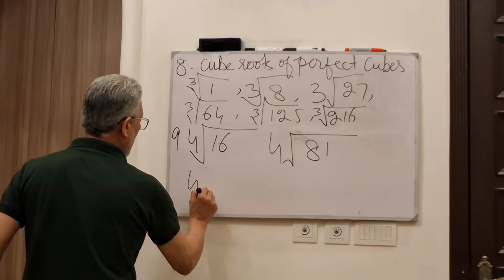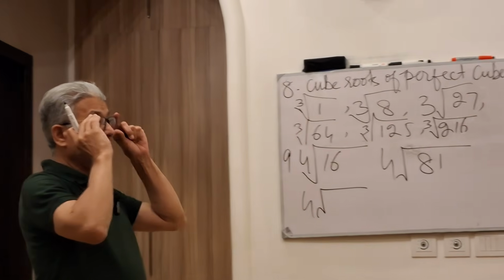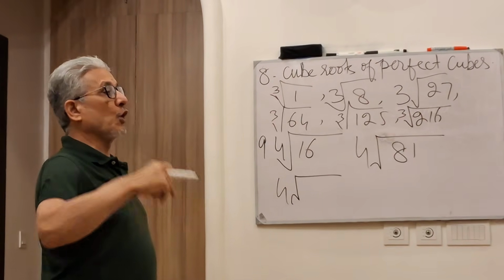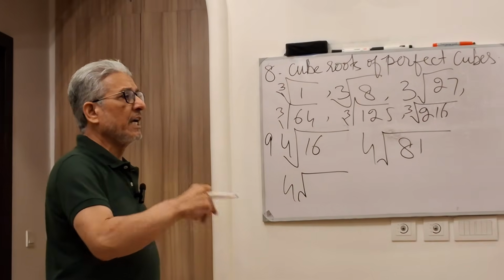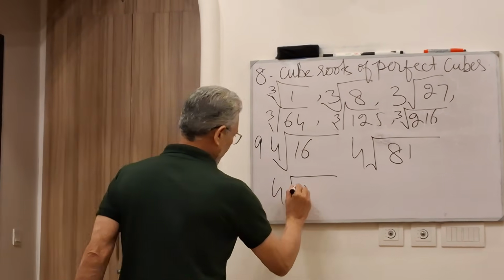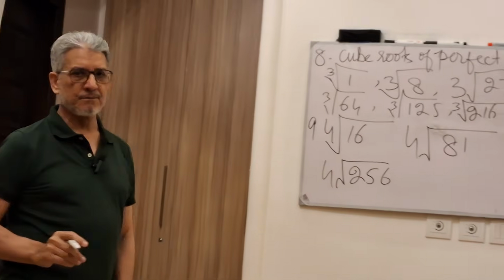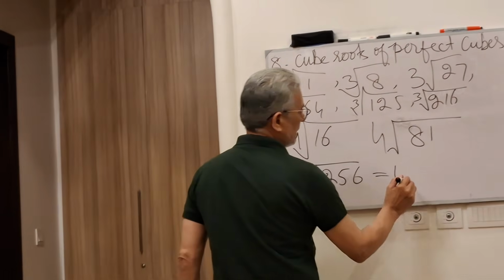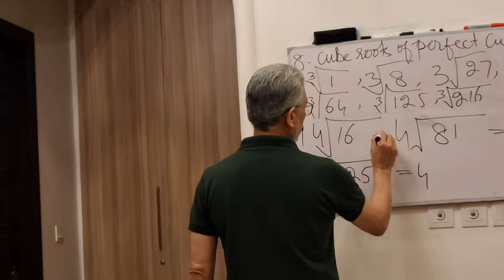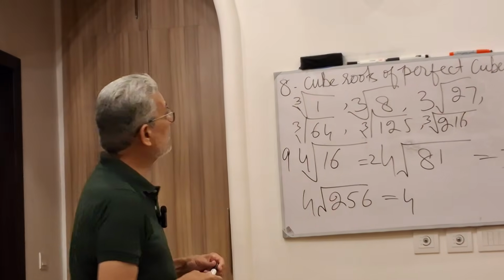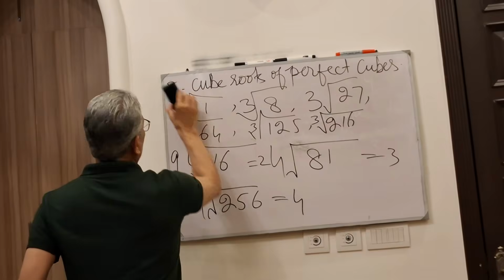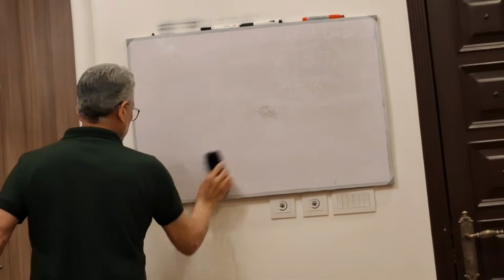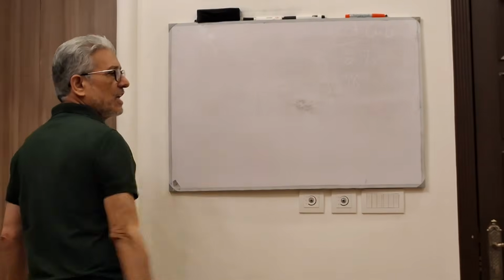Then fourth root of 256: 4 into 4 into 4 into 4. 4 into 4 is 16, into 4 is 64, and into 4 is 256. So the fourth root of 256 is also a rational number, because the answer is 4. Here the answer is 3, here the answer is 2. So these are also rational numbers. Let's go ahead. Similarly, fifth root and sixth root of perfect powers are rational numbers.